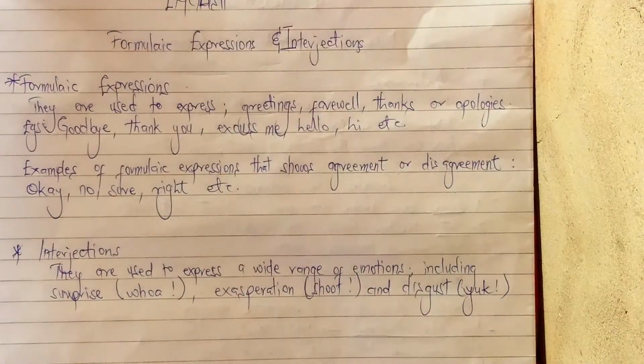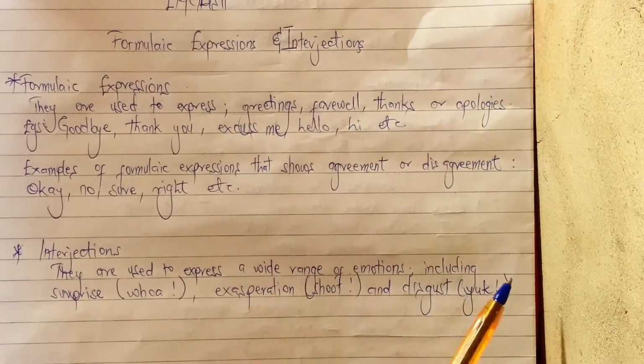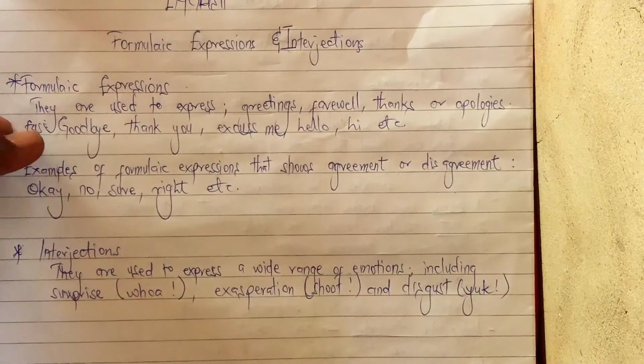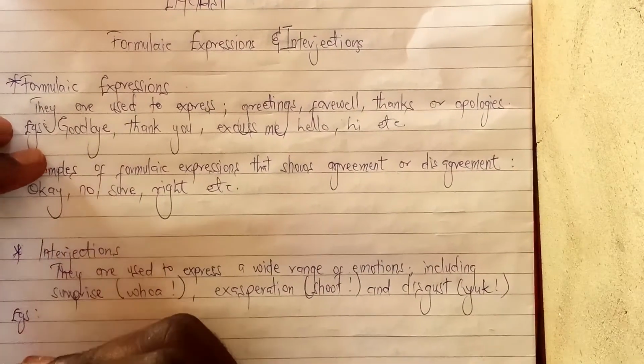Okay, so the next we'll be looking at is interjections. Interjections are used to express a wide range of emotions, and these emotions include surprise, exasperation, and disgust. Okay, so we can have examples of interjections as examples.